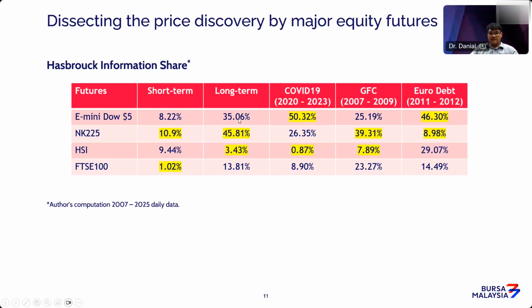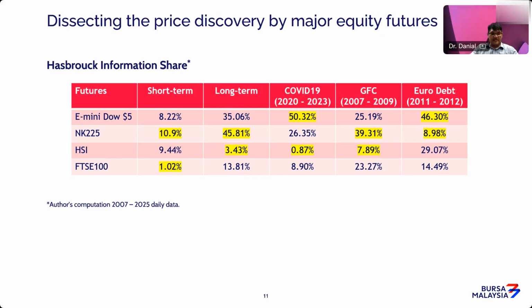For the long term, we would say it is still Nikkei, on average 45% compared to Hang Seng 3%. We are still listening to the European markets in order to decide what to do with KLCI futures. But Nikkei 225 still contributes most of whatever happens in KLCI futures. However, for these two, short term and long term, we assume stable market conditions.